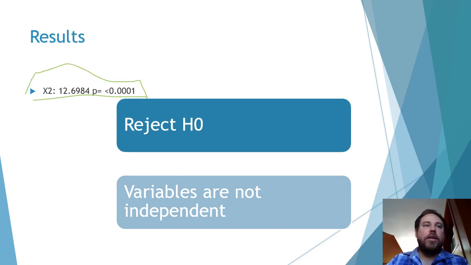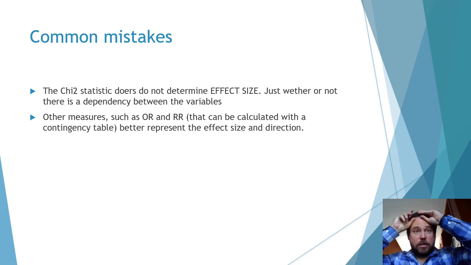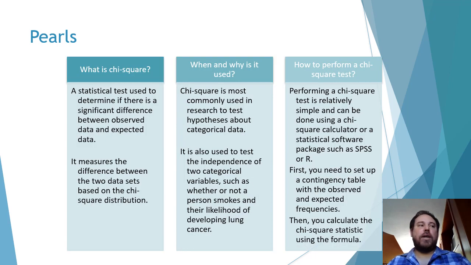So we manually performed this test, rejecting the null hypothesis and saying the variables are not independent. There is a relationship between the variables. Be aware, as a common mistake, the chi-square statistical test does not determine effect size, just whether or not there is a dependency between the variables, okay? Other measures such as odds ratio and risk ratio, which can also be calculated with a contingency table, better represent the effect size and the direction. But chi-square only tells us that they are not independent, okay? One is affecting the other.